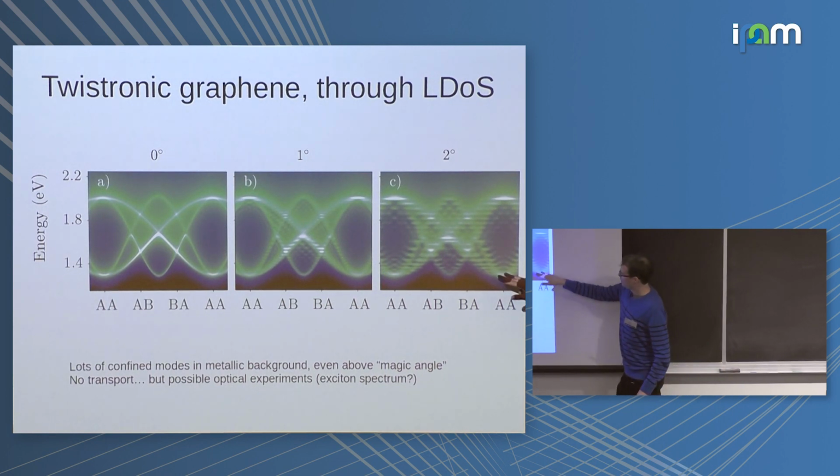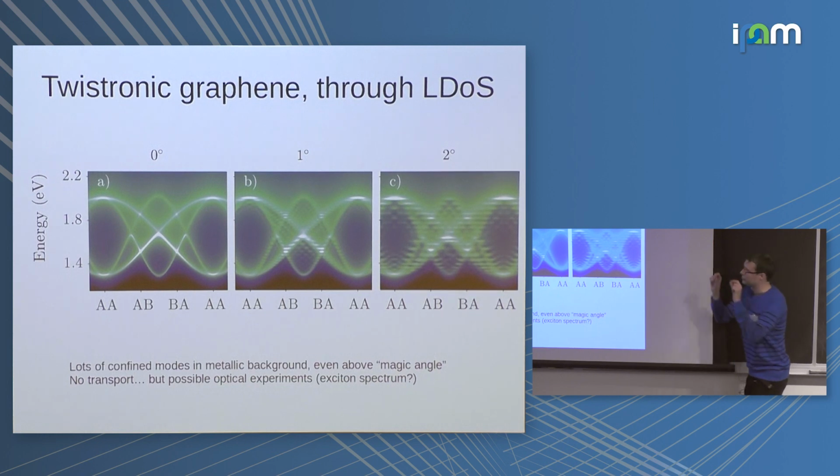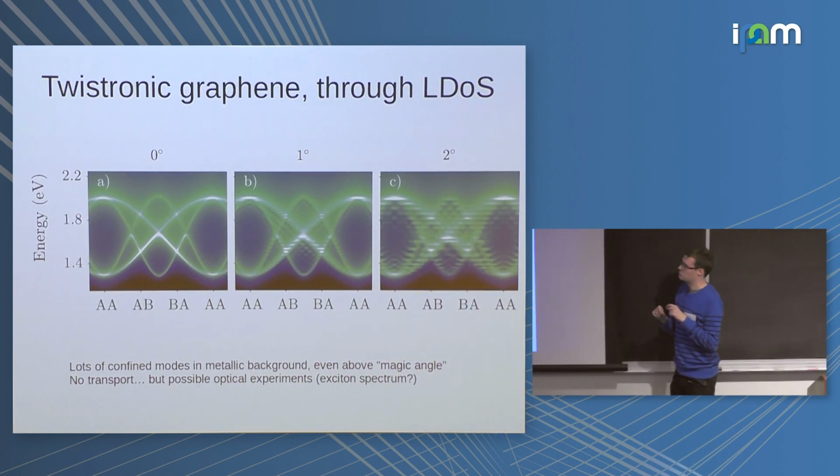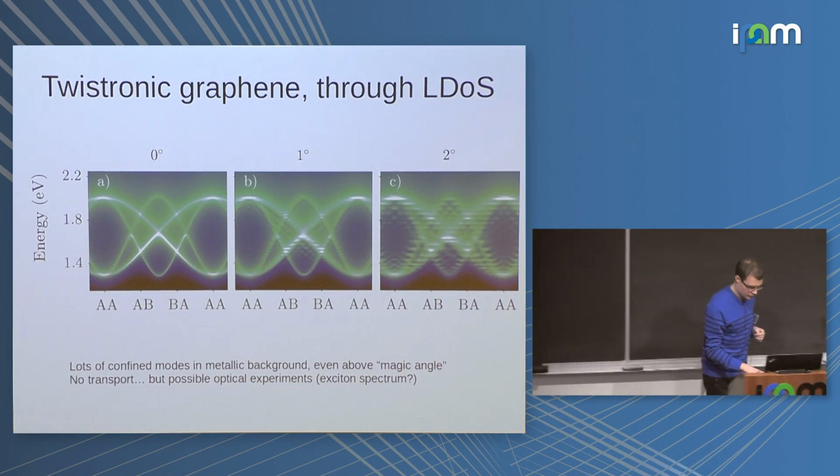But you can see all of these nice, small, localized modes. These are basically different flat bands with different harmonic or angular symmetry. And we'll see that in the next few slides.